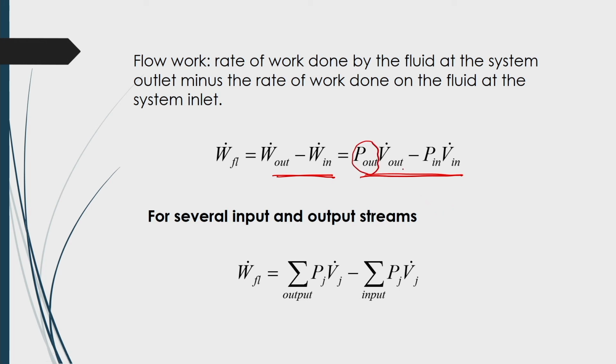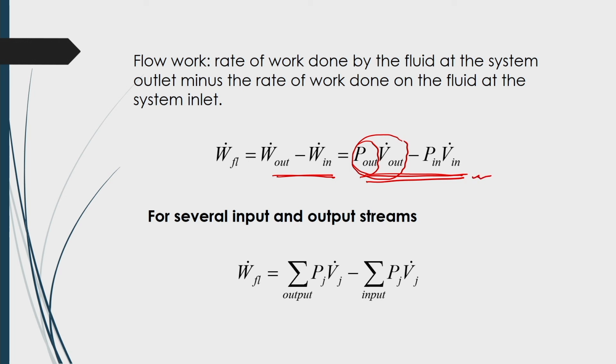So in that case, only the volumetric flow rate can be considered in the outlet, and also the volumetric flow rate in the inlet. So finally you can say V dot times P at outlet minus V dot times P at inlet condition. If you have this, then the total flow work will be defined by this quantity.